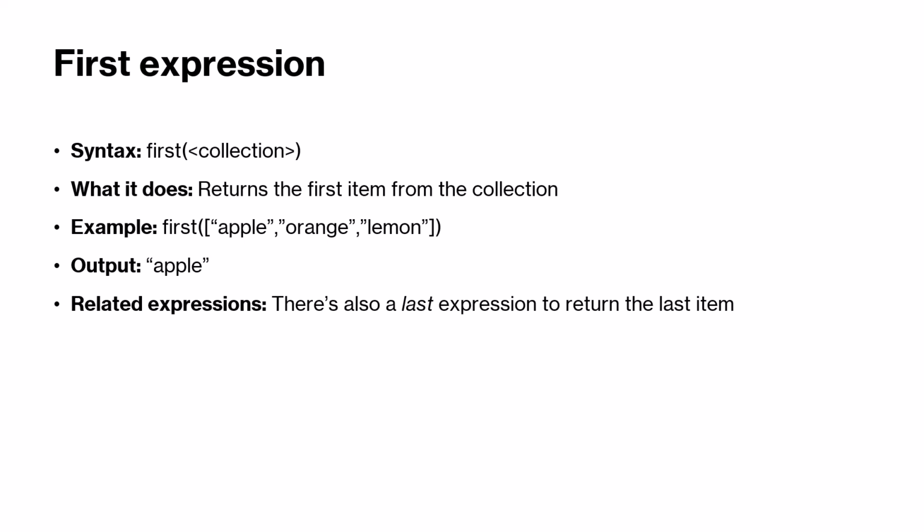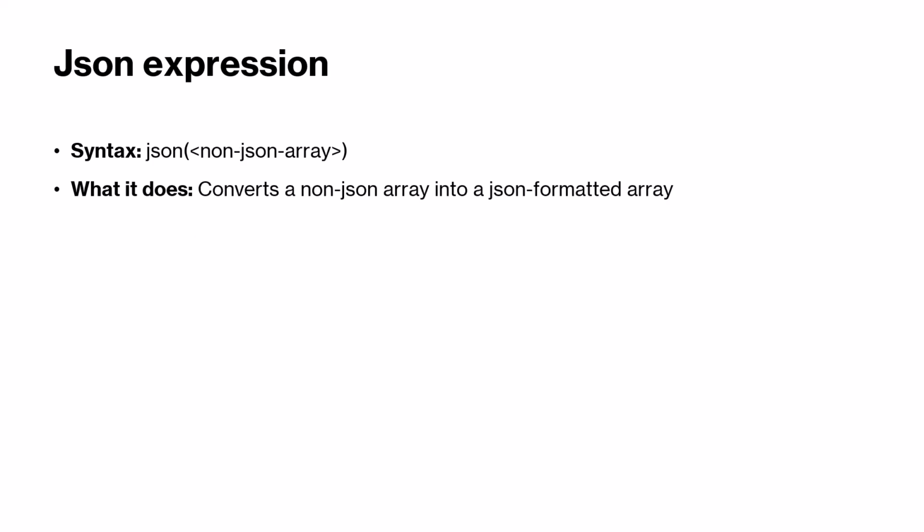So yeah, first and last are kind of utility expressions that I use quite a bit. And then we're also going to need to use a JSON expression when it comes to the multi-selects. This is because in a Microsoft form, when you have a multi-select question, a choice question with multiple selections enabled, the data is going to come into Power Automate in an array format, but it's not really a clean JSON formatted array.